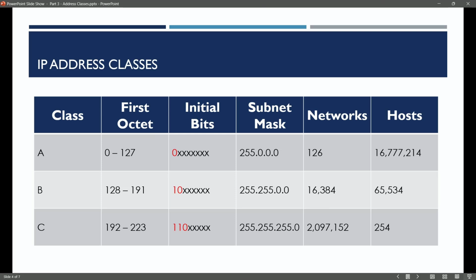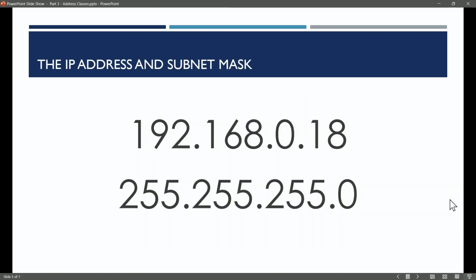We can create a whole bunch of these little networks, 2,097,152 of them, and each of them can accommodate the smallish number of hosts at 254. If that Class C looks familiar to you, it's because we saw it on my machine, as you might remember.